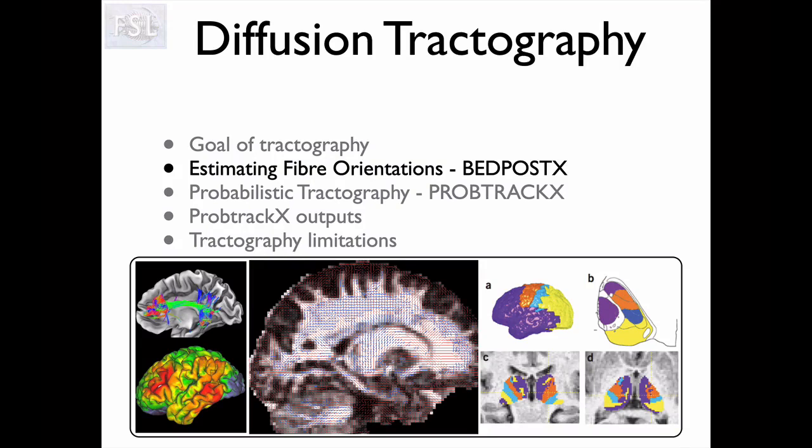So in this lecture we will look at how to estimate the fiber orientations within each voxel in the brain using the FSL tool BEDPOSTX. And in the next lecture we will see how PROBTRACKX can put those fiber orientations together to do actual tractography and reconstruct the major white matter fiber bundles in the brain.